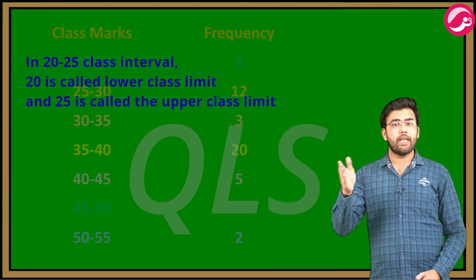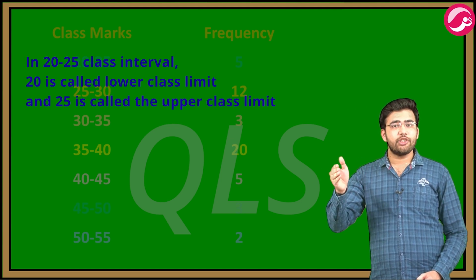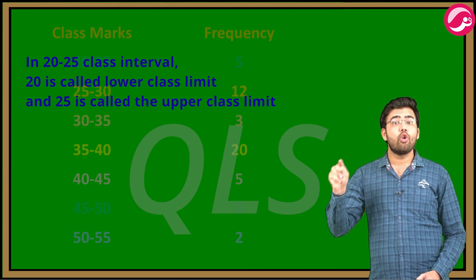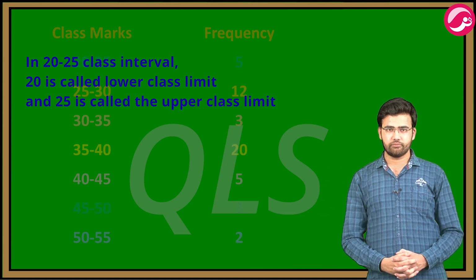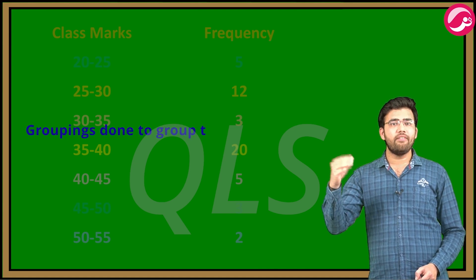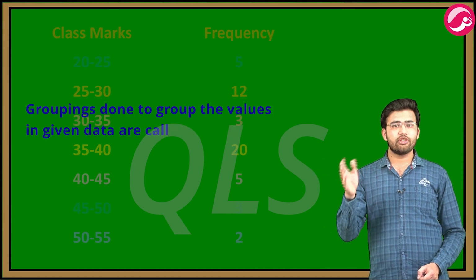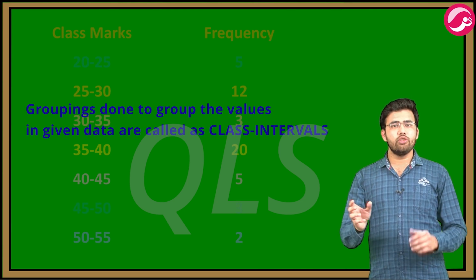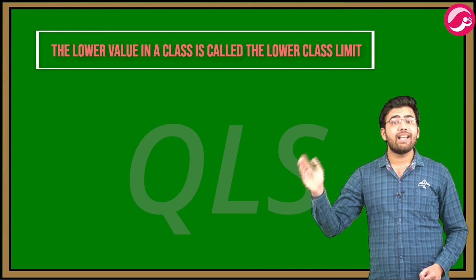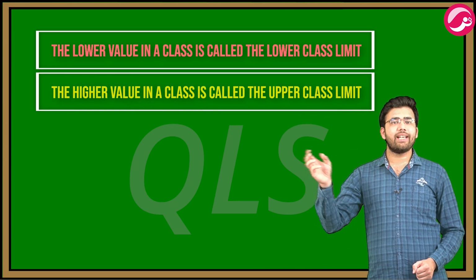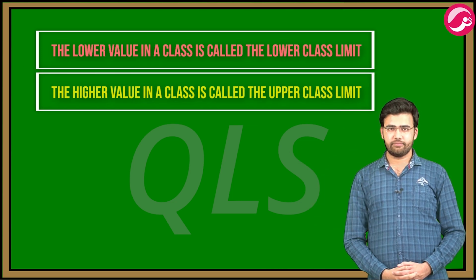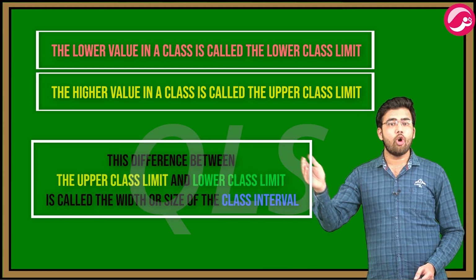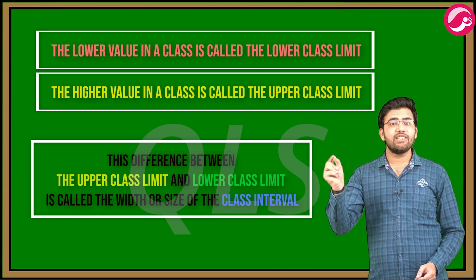So, from the above table, we understood that a table that shows the frequency of groups of values in a given data is called a grouped frequency distribution table. Grouping done to group the values in the given data is called class interval. The lower value in a class is called the lower class limit. The higher value in a class is called the upper class limit. The difference between the upper class limit and lower class limit is called the width, or we can say the size of the class interval.